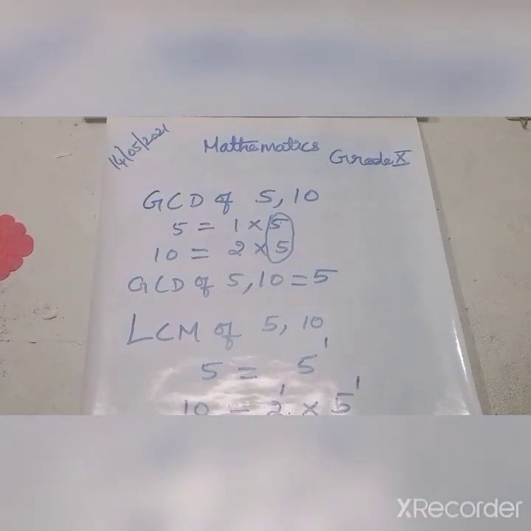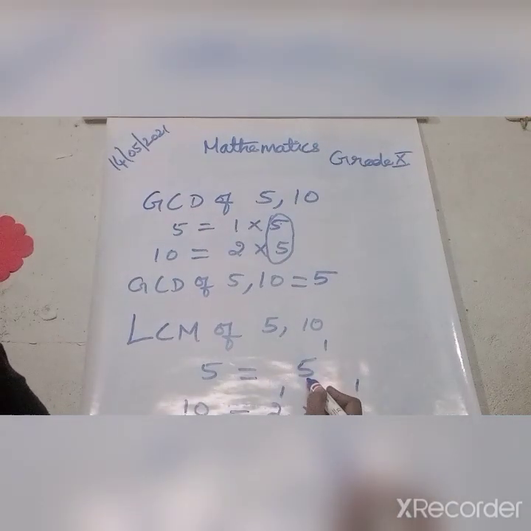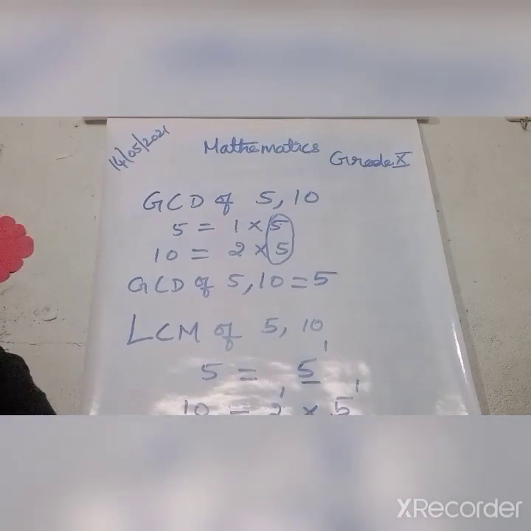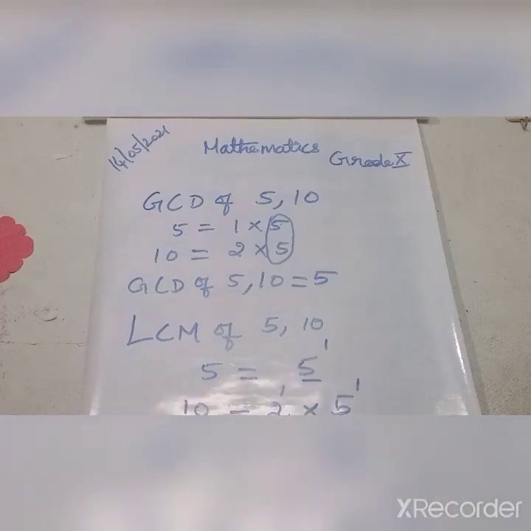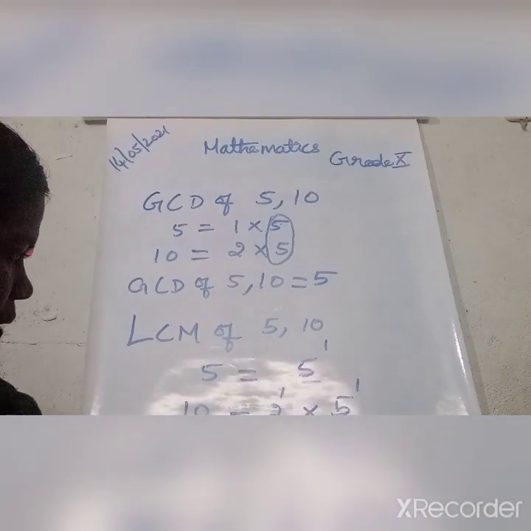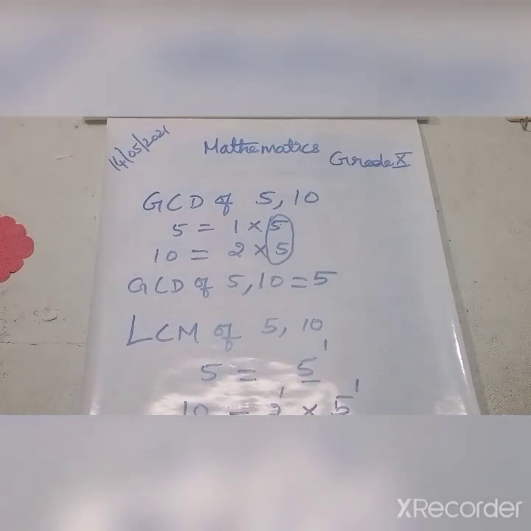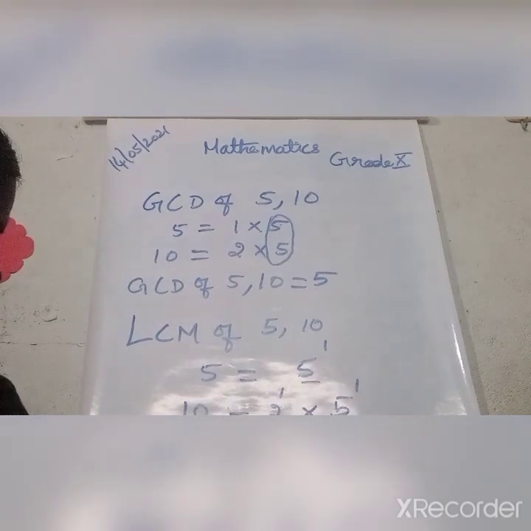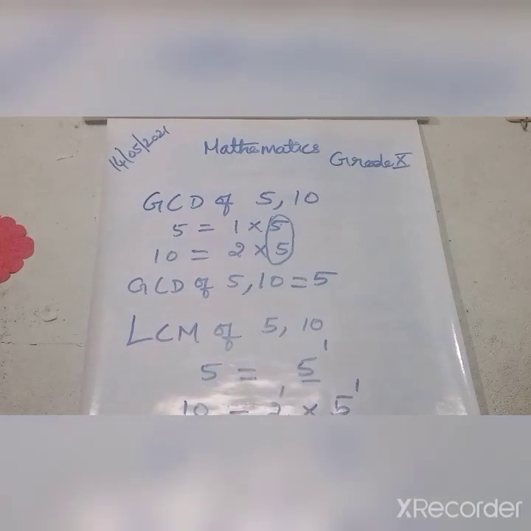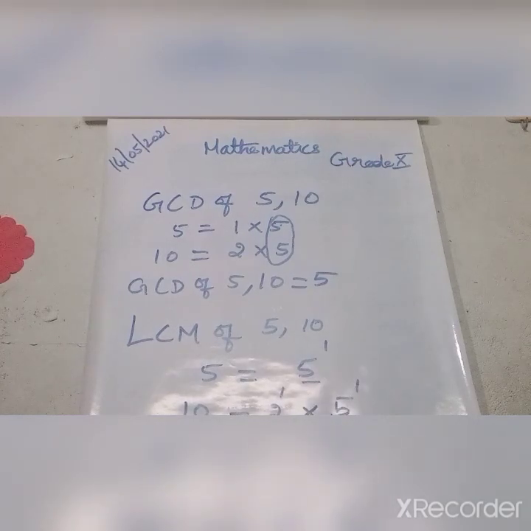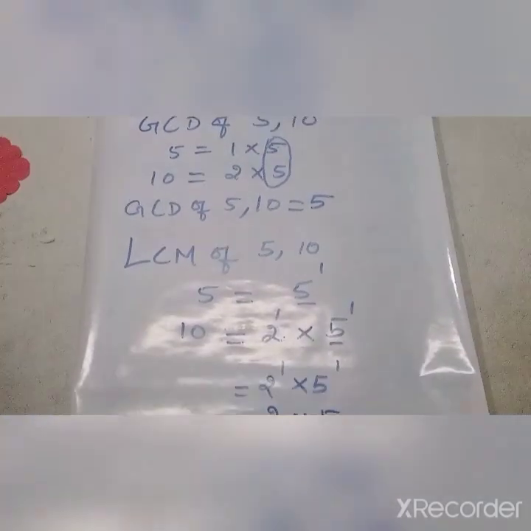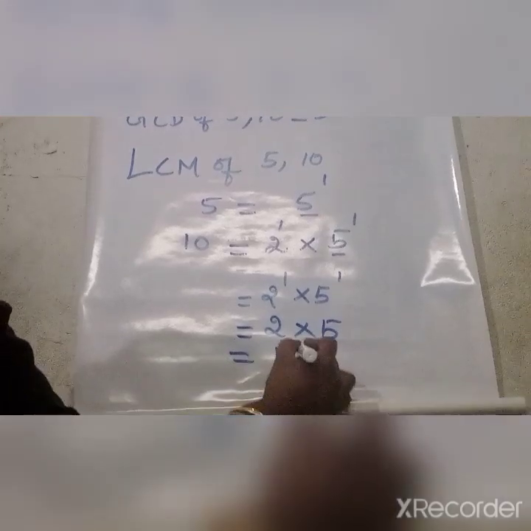Now, first of all, we have to go through this 5 alone. Among both, 5 power 1 is common. 5 power 1. Now, this 2 power 1 is the third one, is it? That we should not leave. That also we have to select. 2 power 1. Multiplication. What is 2 power 1? 2. What is 5 power 1? 5. Now both we have to multiply, which is equal to 2 fives are 10.